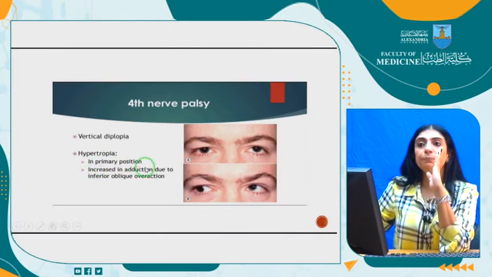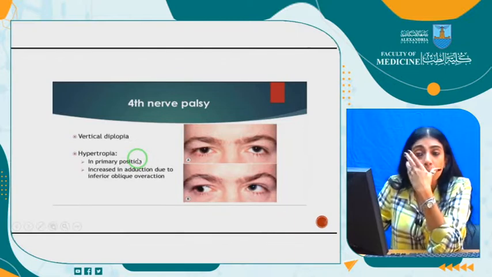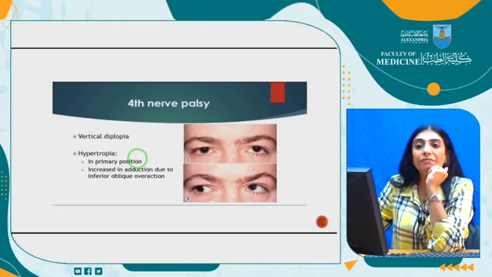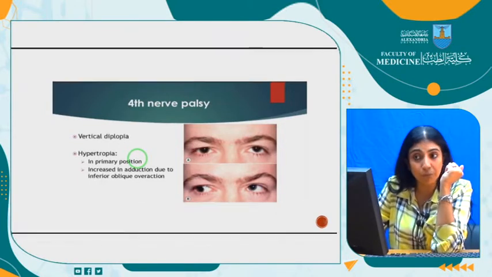And in the primary position, while the patient is facing you, he will have hypertropia, or elevation of the globe in the affected eye, because one of the depressors of the eye, which is the superior oblique, is affected.